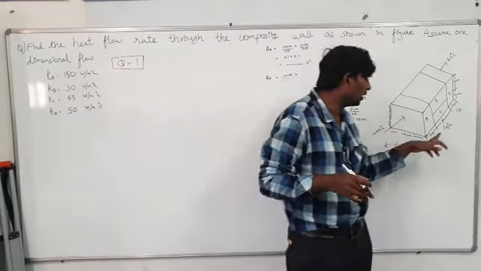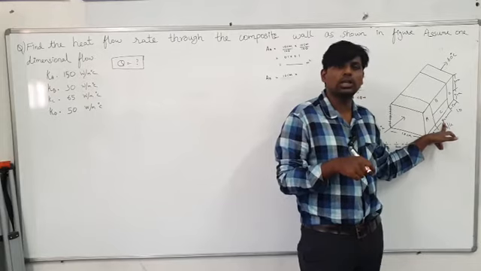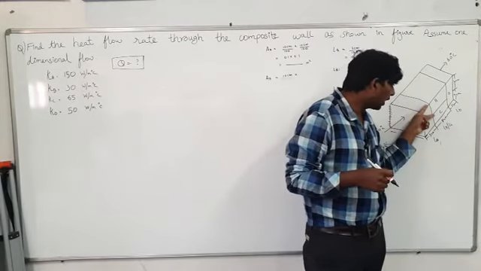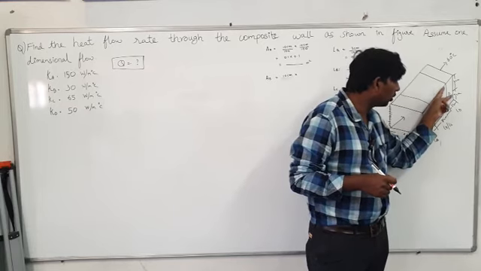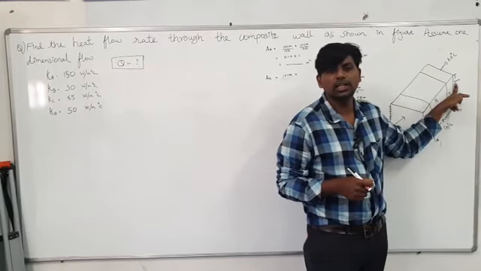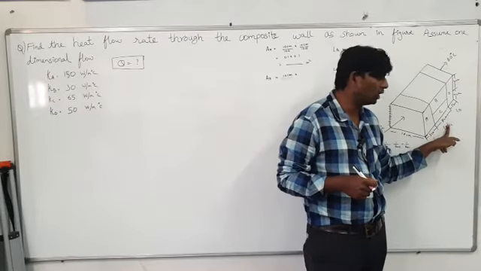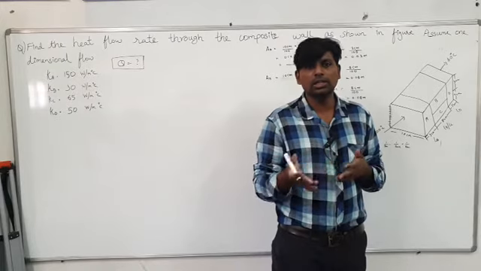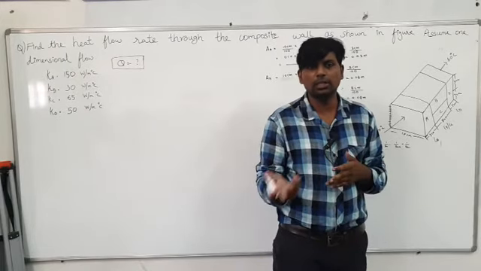For the other side you can't take this 8, because that 8 you already considered as a length. So what is the remaining side for B? As you can see, the remaining side for B is 3 centimeter. How? Because you already took the others. Normally how many directions will there be for any rectangular body? Length, height, breadth will be there.